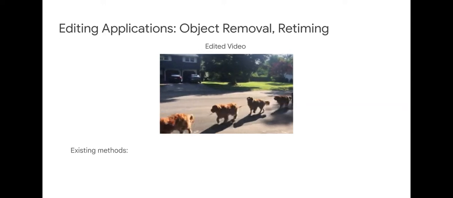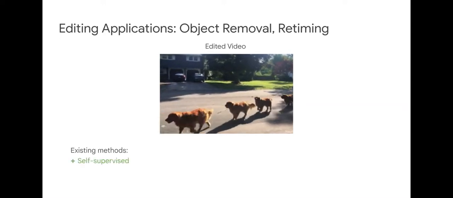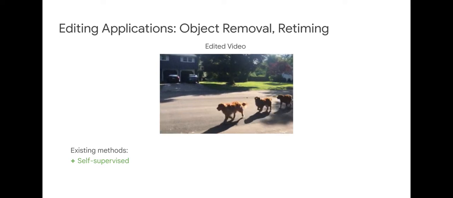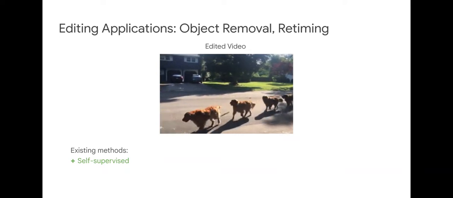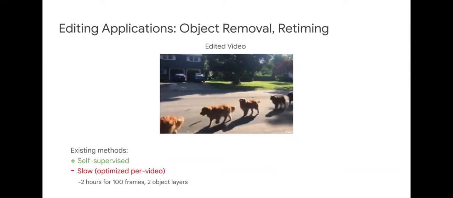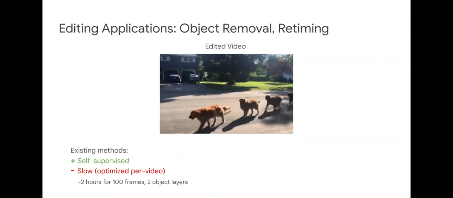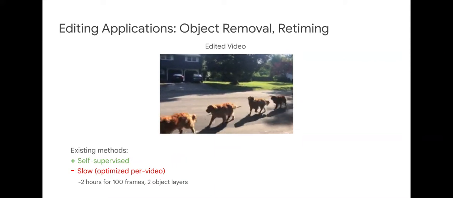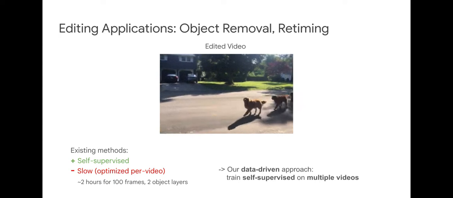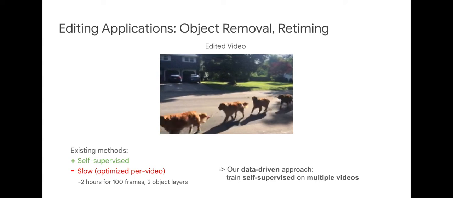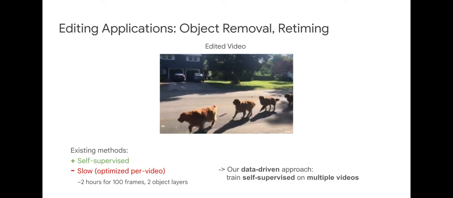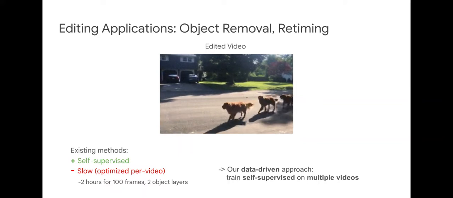Existing methods are self-supervised, which is a strength due to the impracticality of obtaining labeled layers. However, a weakness is that they're slow because they require per-video optimization. Our solution is to take a data-driven approach by pre-training a single network on a large dataset of videos, which can then be quickly fine-tuned on a new video.